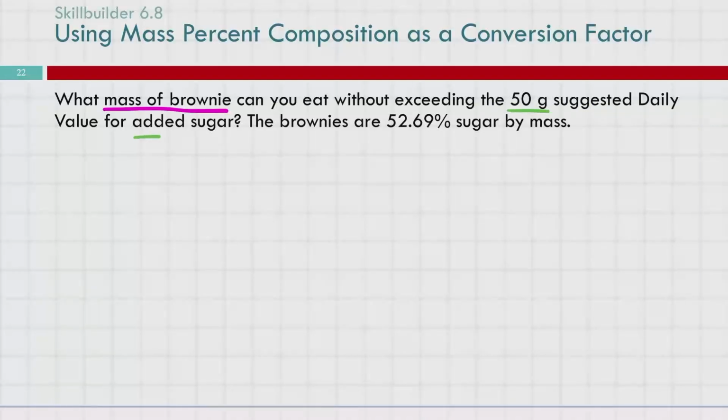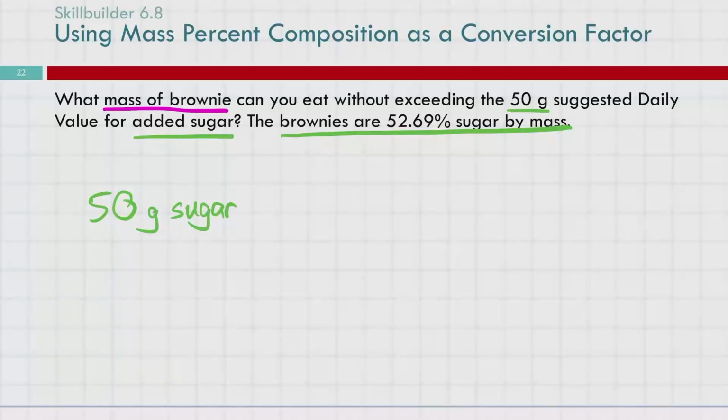So we're looking for 50 grams of added sugar, and we've got the mass percent of the brownies. The number that we're going to start with here is the grams of sugar. So we're saying 50 grams of sugar is the maximum, and we're going to sugar to the max. So what's the maximum amount that we can have? Well, we can make a conversion factor with our 52.69%. How do we do that? Who remembers from the last slide? 52 on top, 100 grams on bottom.